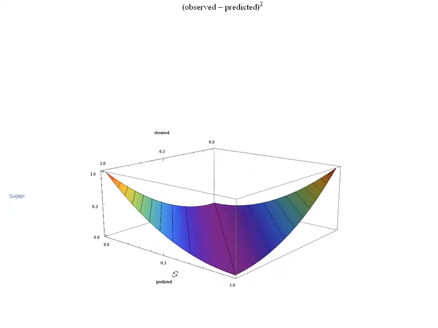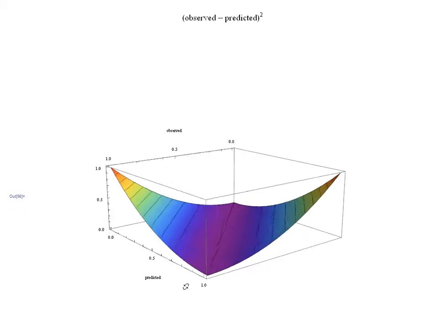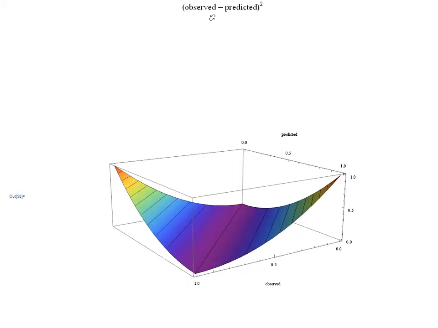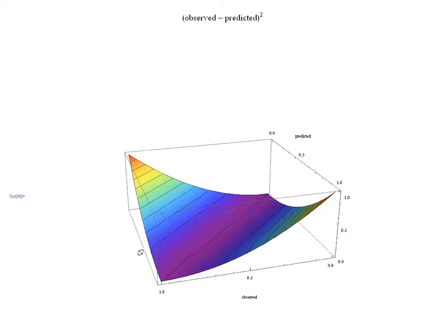where we have the observed value of the game. It's either a loss for white, a draw, or a win for white. And then we have our prediction right here. Since it's observed minus predicted squared, this is what the function looks like.